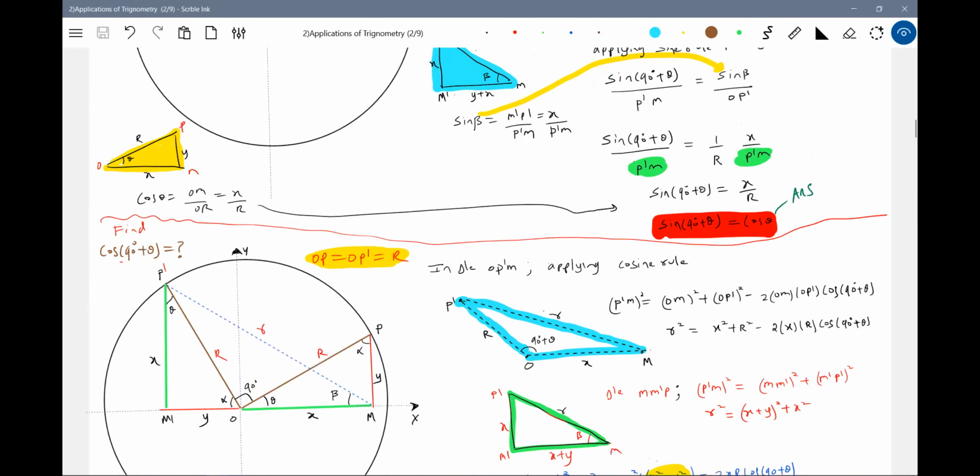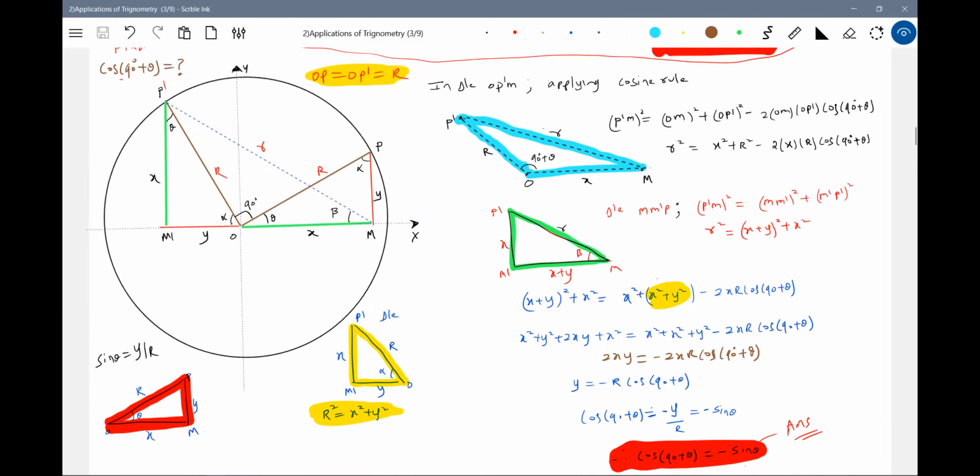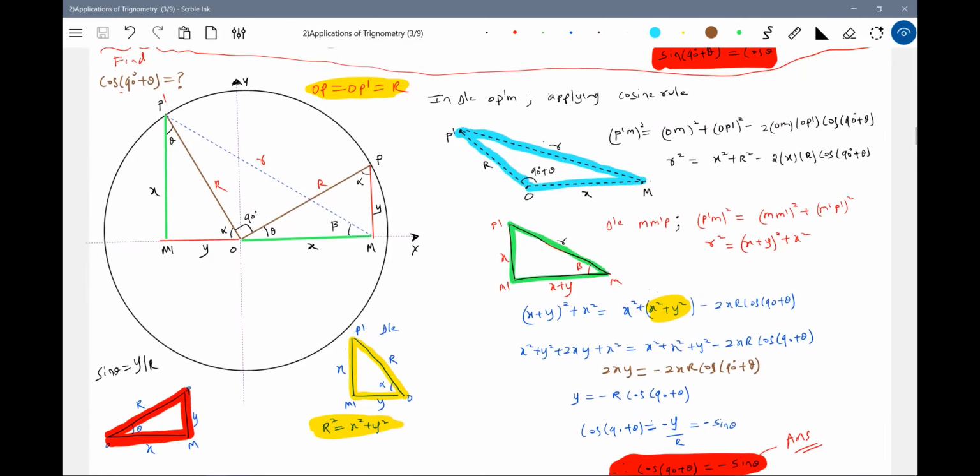Similarly, we'll try for cos of 90 plus theta. You may wonder, sir, why are you teaching all these things? I could have directly written cos of 90 plus theta is minus sine theta. You may think, how is it written? What is the reason for that? So many questions you'll start asking. Therefore, I'm just trying to derive those identities here.